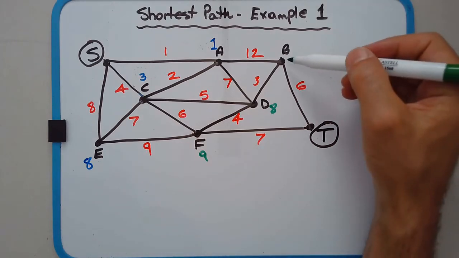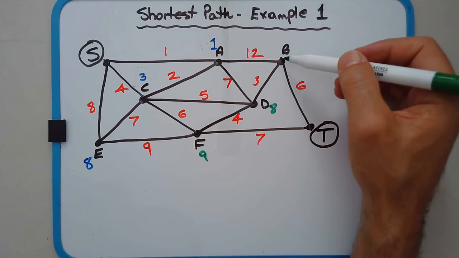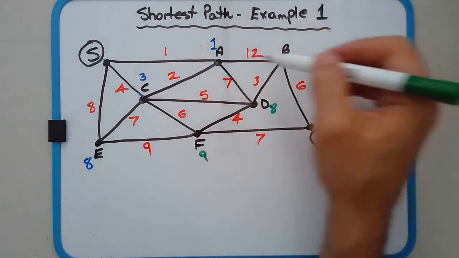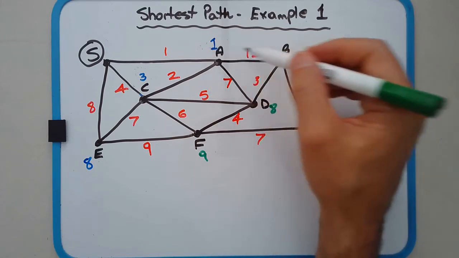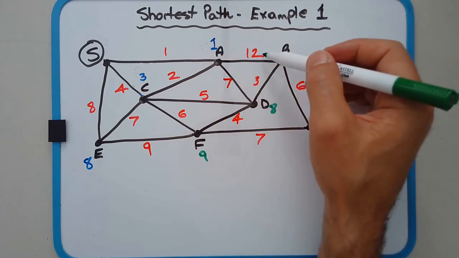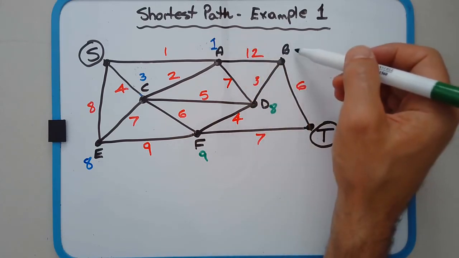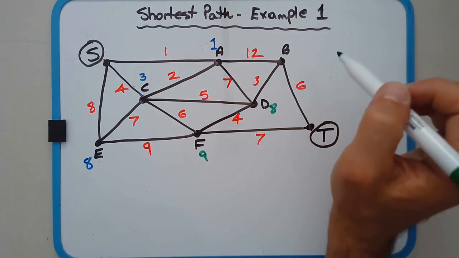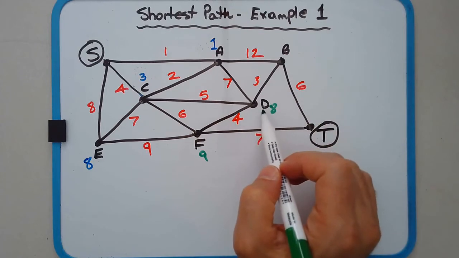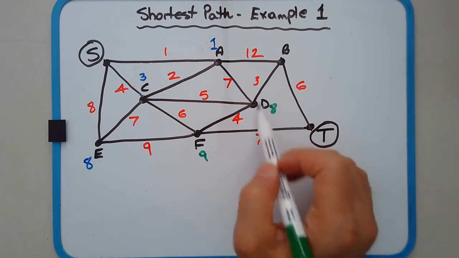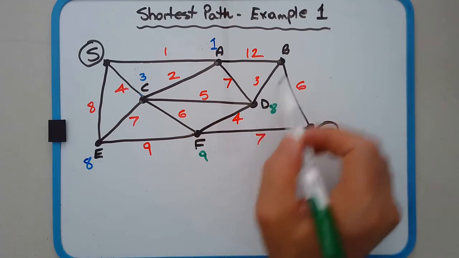Now, B, the only way to get to B is in fact via A. Okay. So 1 plus 12, okay, is 13. But you might say, well, hang on a moment. We could get to B via D. In fact, since we've just computed D, could we use D?